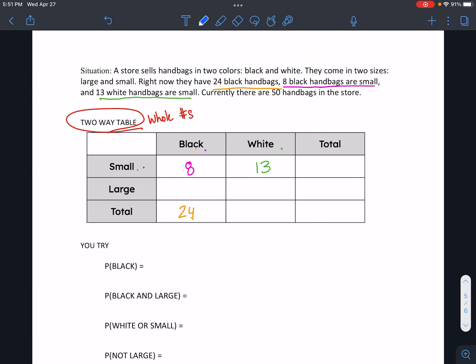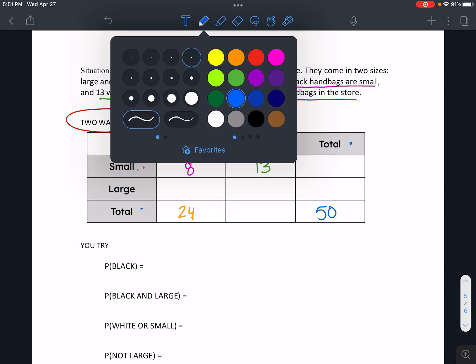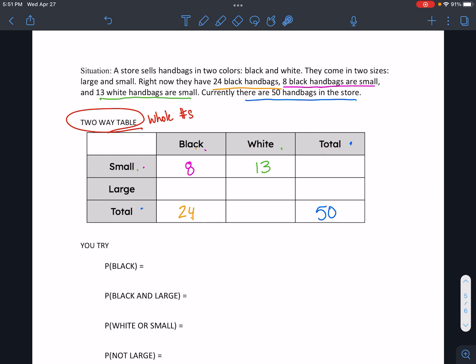Finally, it tells us that there are 50 handbags in the store, which is the total of both the colors and the sizes. Then our two-way table is going to add up along the rows and columns, so we can figure out those missing values. 8 small handbags that are black, 13 small handbags that are white, means in total we had 21 small handbags. If we had 50 total handbags and 21 of them are small, that means the other 29 needed to be large. If we had 24 black handbags out of 50 total, that means 26 needed to be white.